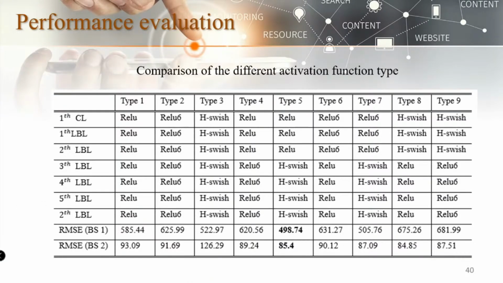The table shows the comparison of different activation function types. 9 different types of activation function are designed according to the type of bottleneck block. We test the result of using ReLU for all convolution layers, which is type 1. ReLU6 for all convolution layers is type 2. H-swish for all convolution layers is type 3. And using them together is type 4 to type 9.